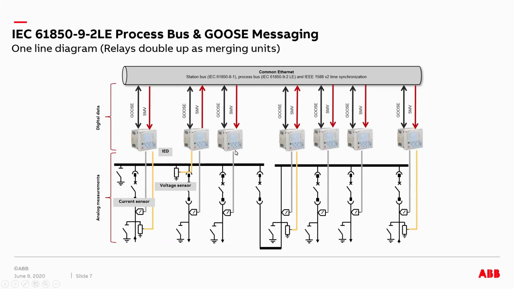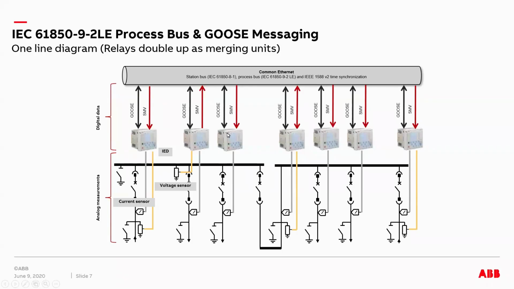Whereas the other relays on this bus A need not have the direct connection of the voltage sensor. But how will they get the voltage signal? That is sent over sampled values. So this bus voltage from relay A is sent over as a sampled value message, and the other relays subscribe to that. That is how the voltage sharing is achieved.